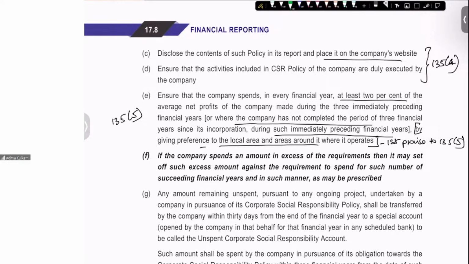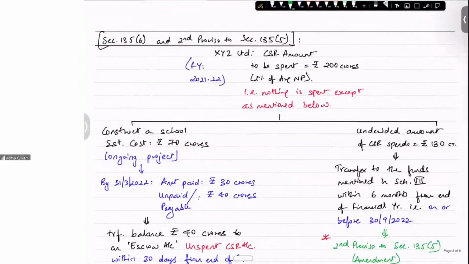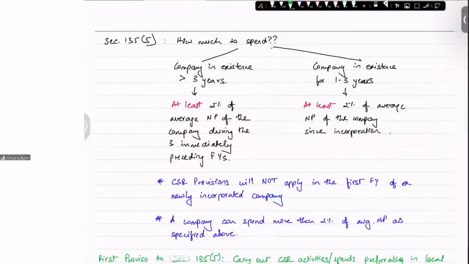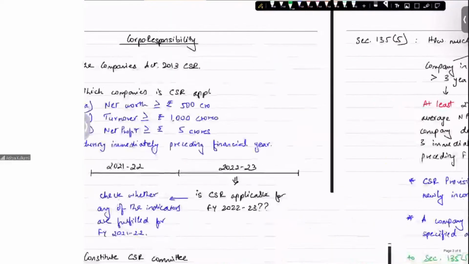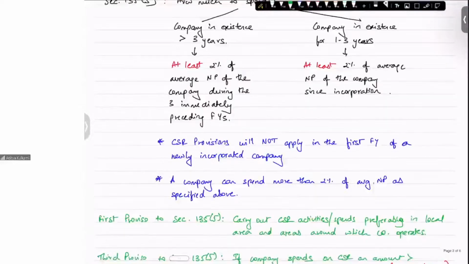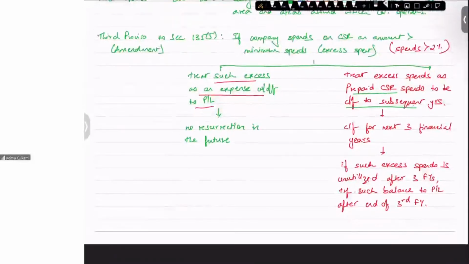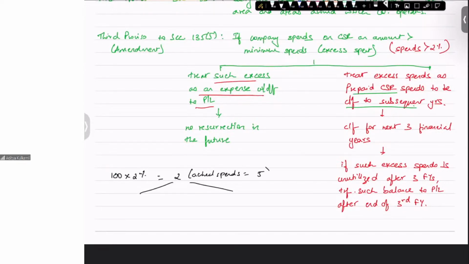So suppose, okay, I'll write it here. Suppose the average net profits for the previous 3 years come to 100. What is the minimum spend that you have to do? 2%. That means you have to spend 2 rupees. Now, what did you do? Actual spends is equal to 5. That means what? Have you spent more than 2%? Yes, you have spent more than 2%.